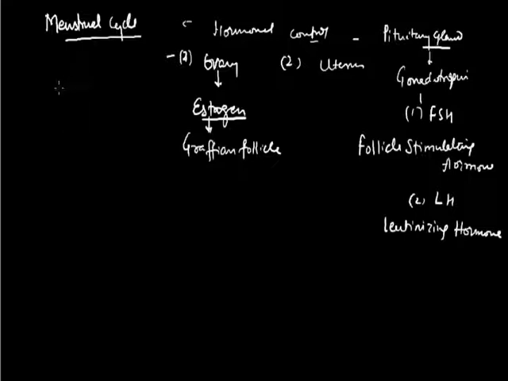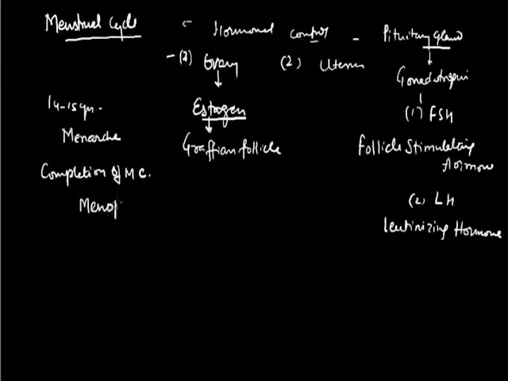The start of menstrual cycle, that is around the age of 14 or 15 years in a girl, is known as menarche, and the cessation or the completion of menstrual cycle is known as menopause. It's around 50 years of age in female.